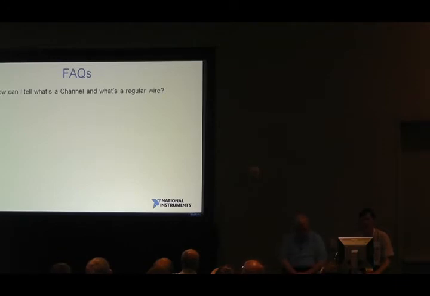So, how can I tell what's a channel and what's a regular wire? Well, as I mentioned before, there's subtle differences. There's an asymmetric coloring so that it looks a little more three-dimensional, like a pipe or a tube might look like. There's invisible tunnels and flanges at the ends, and these hints will become really obvious very quickly with a little bit of usage, and you'll be able to see where the channels in your application are.